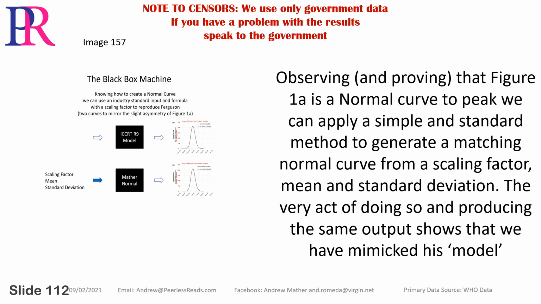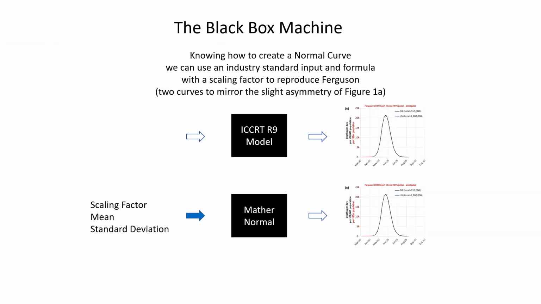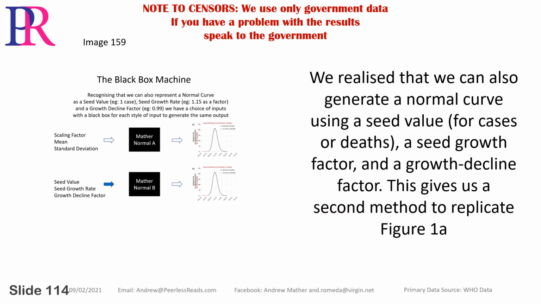Observing and proving that figure 1a is a normal curve to peak, we can apply a simple and standard method to generate a matching normal curve from a scaling factor, mean and standard deviation. The very act of doing so and producing the same output shows that we have mimicked his model. We realize that we can also generate a normal curve using a seed value for cases or deaths, a seed growth factor and a growth decline factor. This gives us a second method to replicate figure 1a.